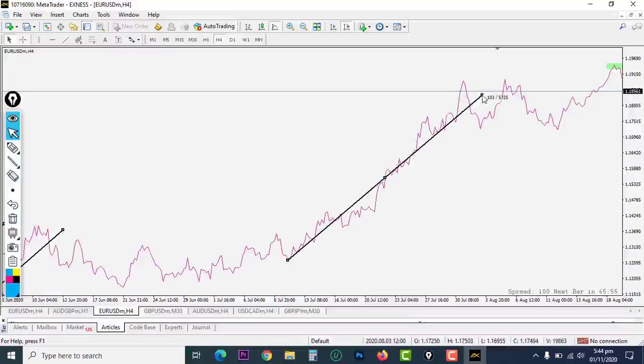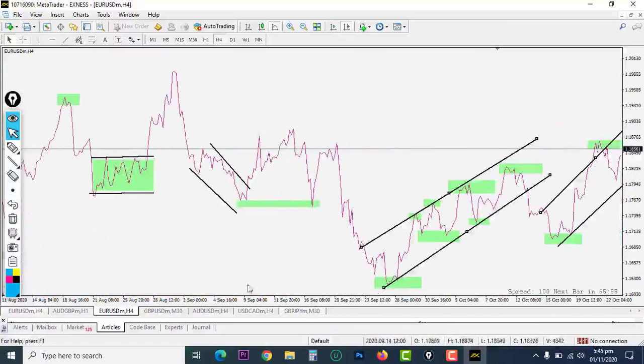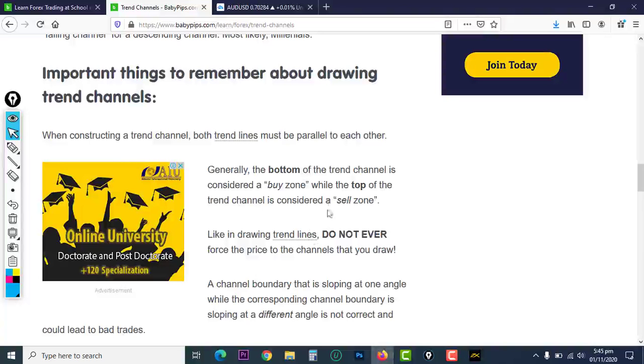No, it's still a trend line. Just get the idea. It's still a trend line. Okay, this is how you should be drawing your trend lines. Okay, friends, do not try to force it. That is the admonition. So do not ever force the price to the channels that you draw.